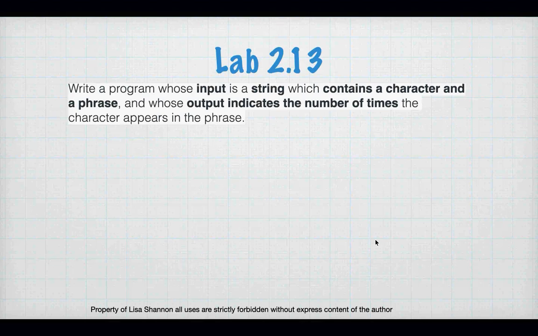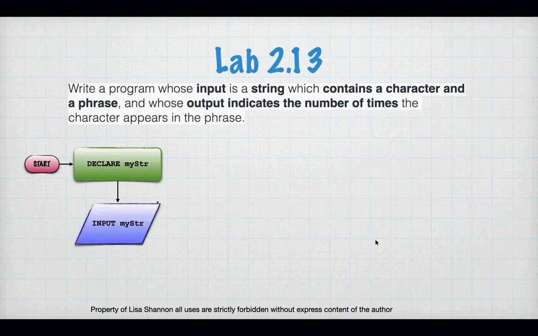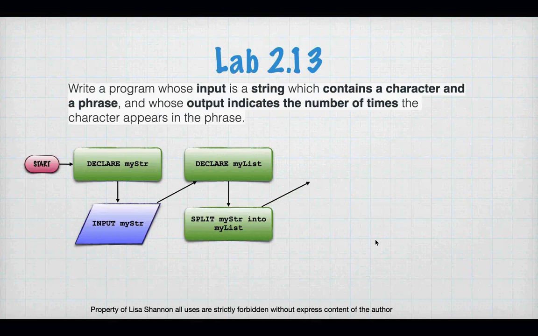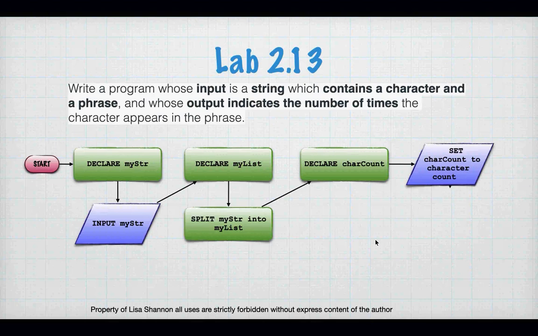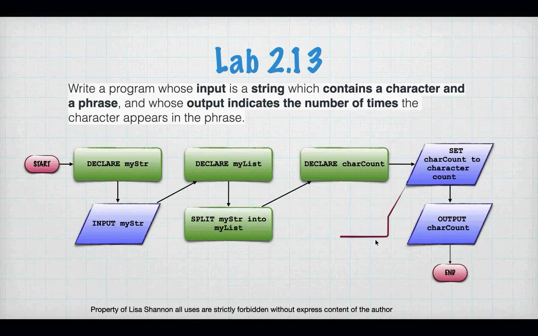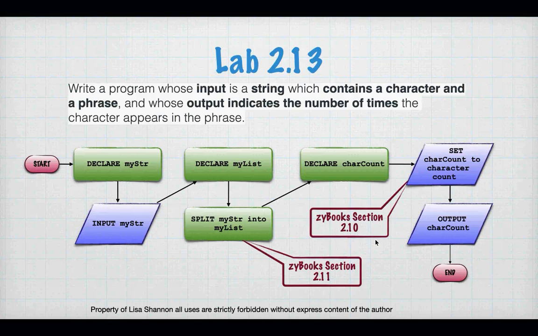Lab 2.13 is you're going to input your string, which contains a character and a phrase, and whose output indicates the number of times the character appears in the phrase. So again, we're going to declare a variable. We're going to input it, and that input is going to be a string and a character. You're going to declare a list. You're going to then split it into the list using a space as a delimiter. You're going to declare char count, set the char count to the character count, and output the character count. And by the way, before tonight ends, I will go out and show you how to do that split. And then there's just a couple bubbles to help give you an idea of where the new stuff is in zyBooks.